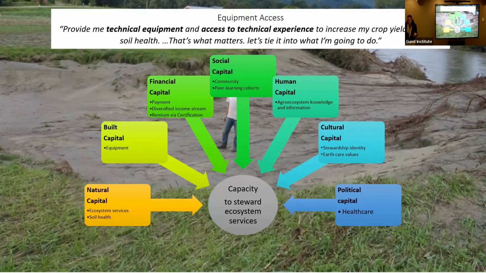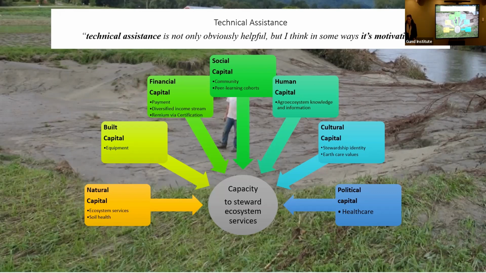People also talked about getting access to technical equipment and technical expertise. So here's one farmer who said, provide me technical equipment and access to technical expertise to increase my crop yields through soil health. That's what matters. Let's tie it into what I'm going to do. And people also often just said it so directly, like technical assistance, it's motivating. Right, that's what you're looking for.